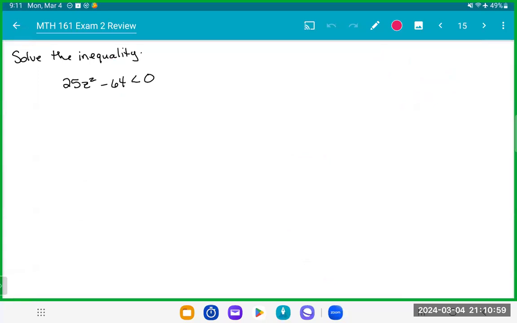For this next one, if you're asked to solve the inequality, again, make sure you remember if you multiply or divide by a negative, you have to flip that sign. So this one would be -8/5, 8/5 when you solve this out. So add 64 to both sides, divide both sides by 25, take the square root of both sides, reduce that, and that is what you should get here.